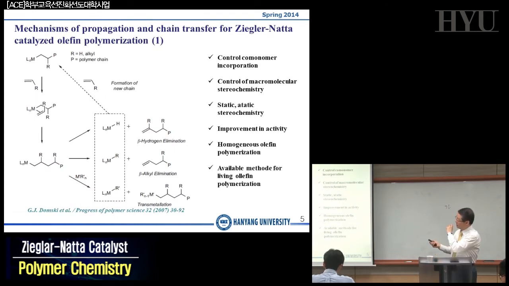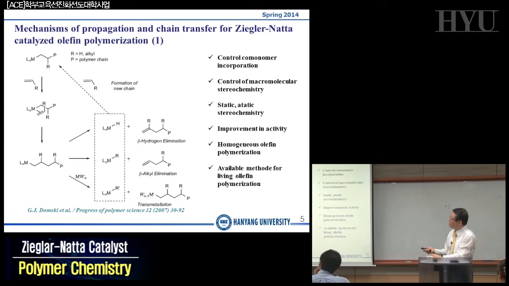Regarding Ziegler-Natta catalyst uses, you can see the recent review about the Ziegler-Natta catalyst and metallocene catalyst. But anyway, you can see the olefin polymerization reactions. What it is, is that if you have metals, okay, metal M could be iron or titanium, vanadium, and if you have a polymeric chain, you can functionalize them.